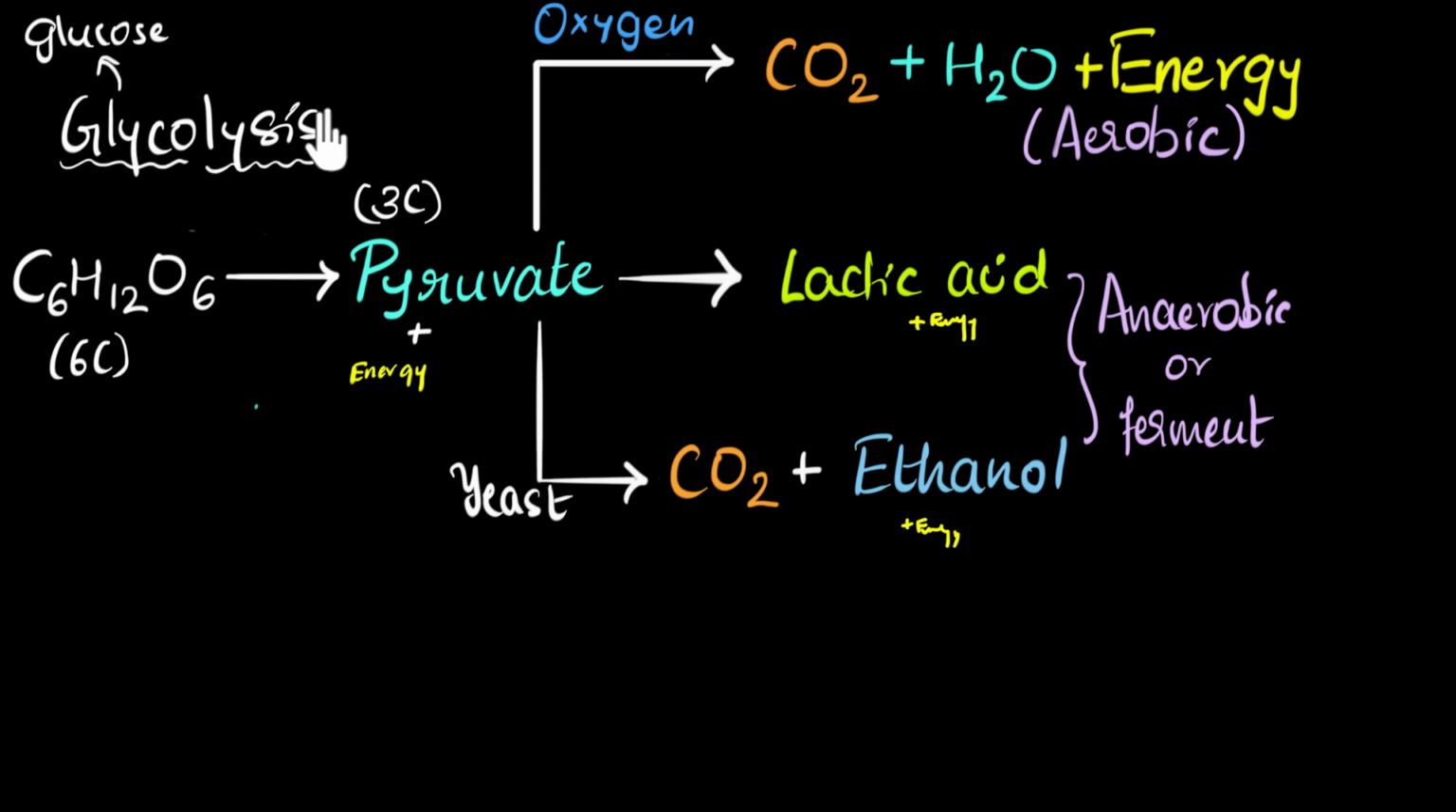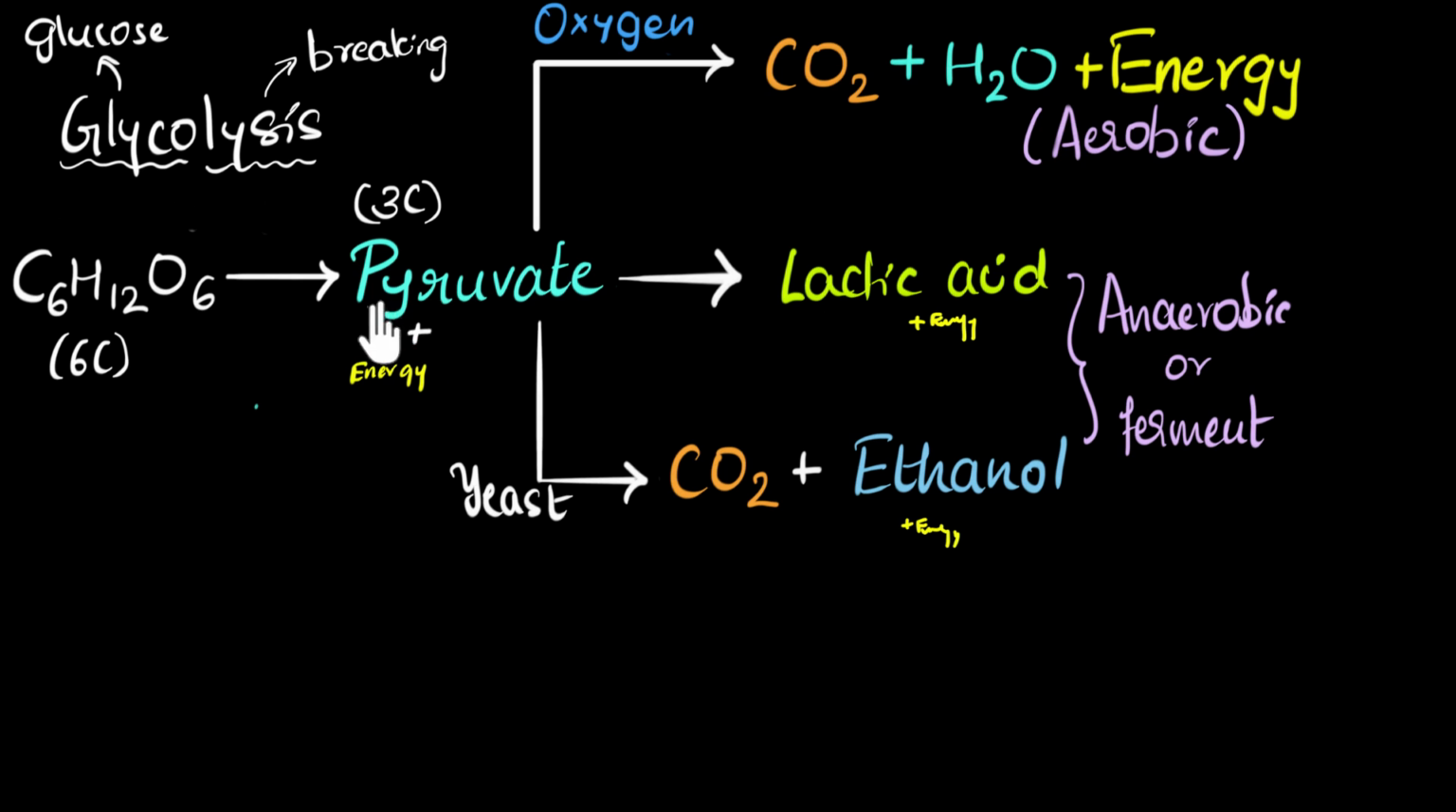And lysis means breaking. So you can now kind of see what this means. Breaking of glucose, and that's basically what's happening. Glucose is being broken into 2 molecules of pyruvate. And when this pyruvate gets further broken in the presence of oxygen, that's when we get this aerobic respiration. And that's mostly what's happening inside your cells right now.